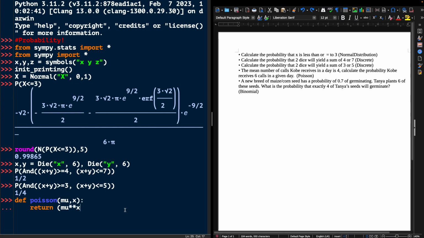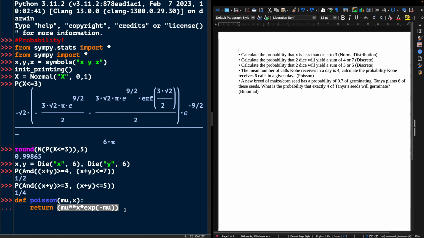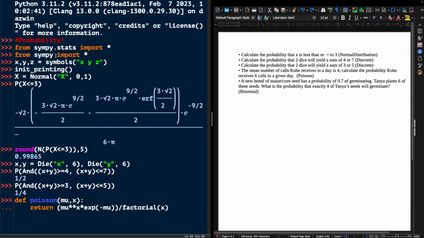Exponential x times exponential minus mu. Right. And then divided by factorial x. This is the reason why I imported that SymPy library, so I can get mathematical functions like factorial and stuff, right?